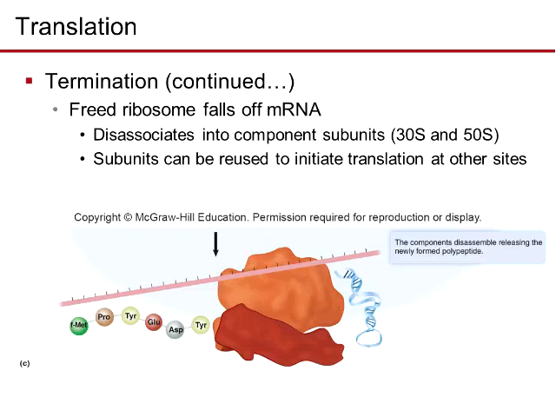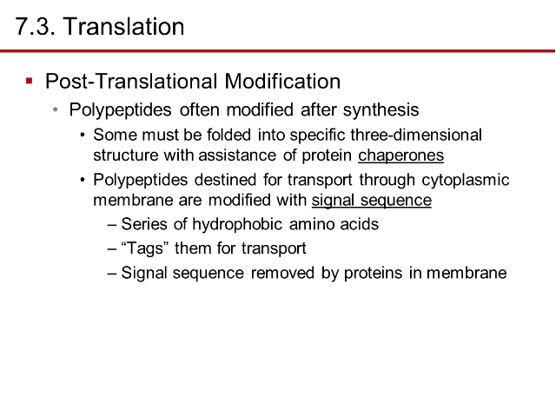The freed ribosome falls off the messenger RNA. It dissociates into the component subunits, 30S and 50S. The subunits can be reused to initiate translation at other sites. So you see that the process starts all over again at another point.